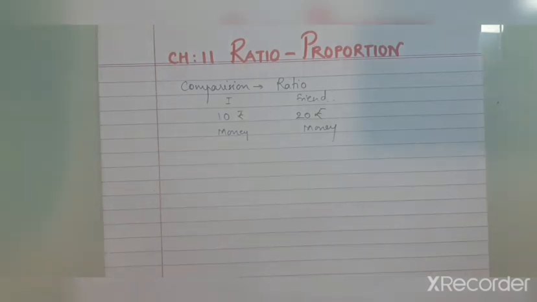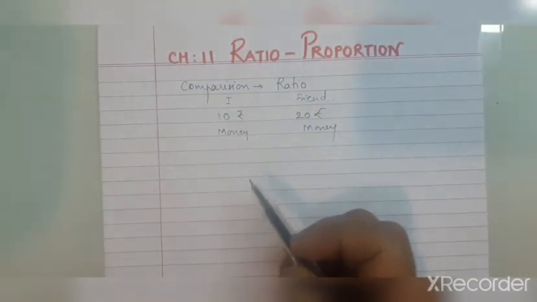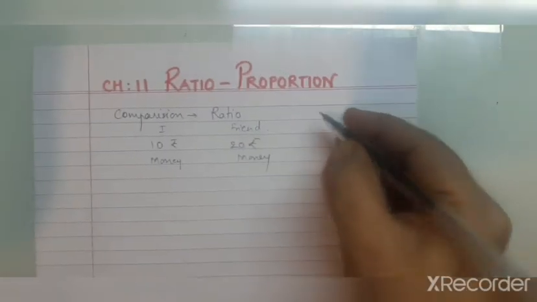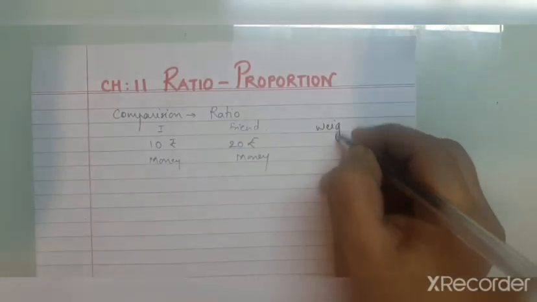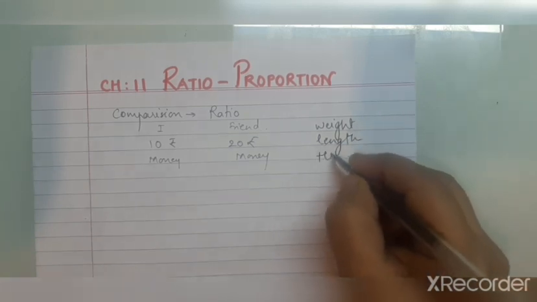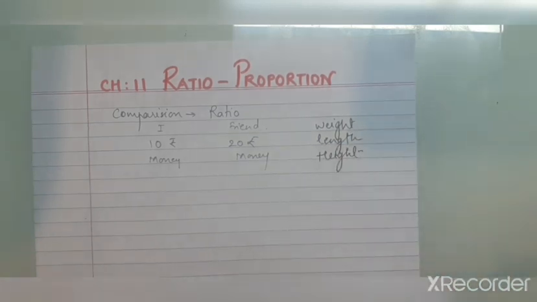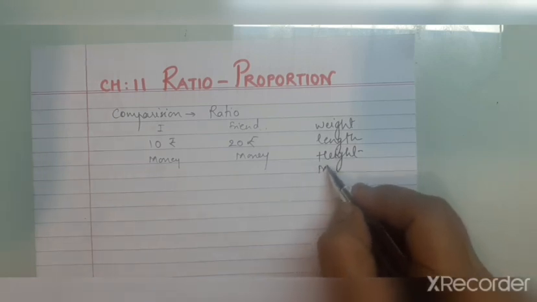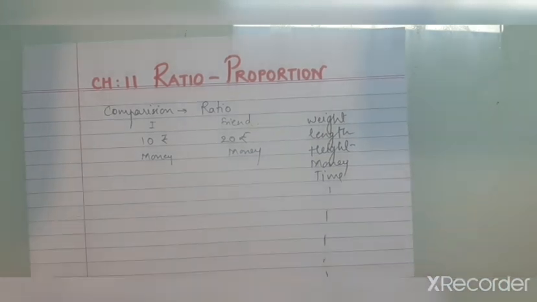Same thing with time. I explained earlier that if you're comparing time, and you're saying hours, then you have to compare with hours only. So you have to remember this. Comparison is done with weight, with length, with height. Many things are there with which we compare. Comparison is done with money, with time, and so many other things. In our day-to-day life, we compare so many things.